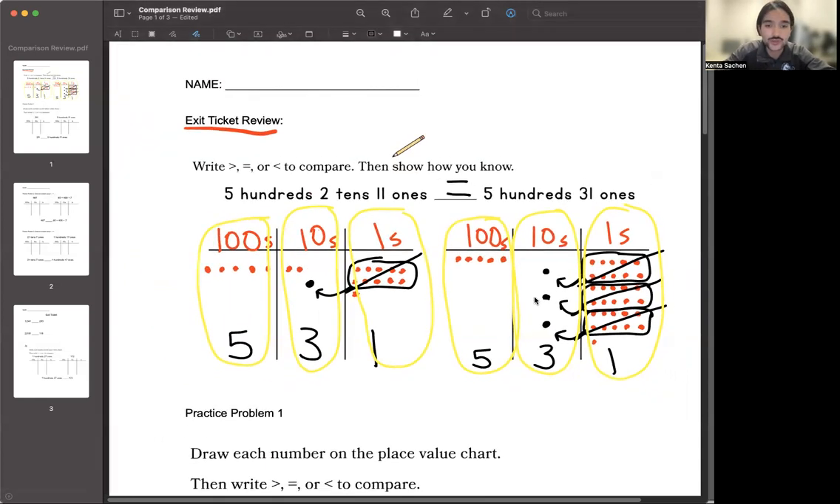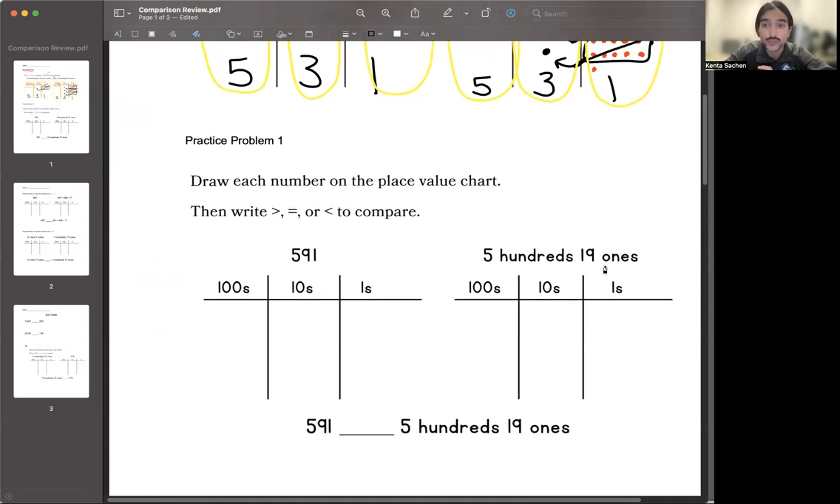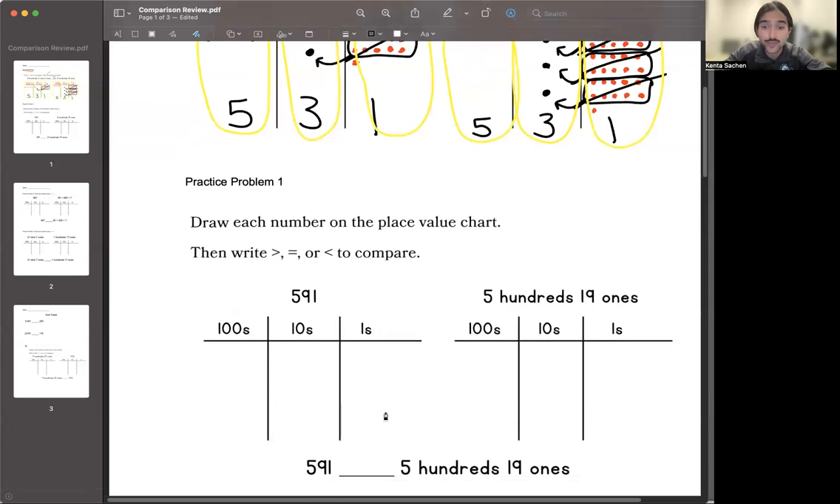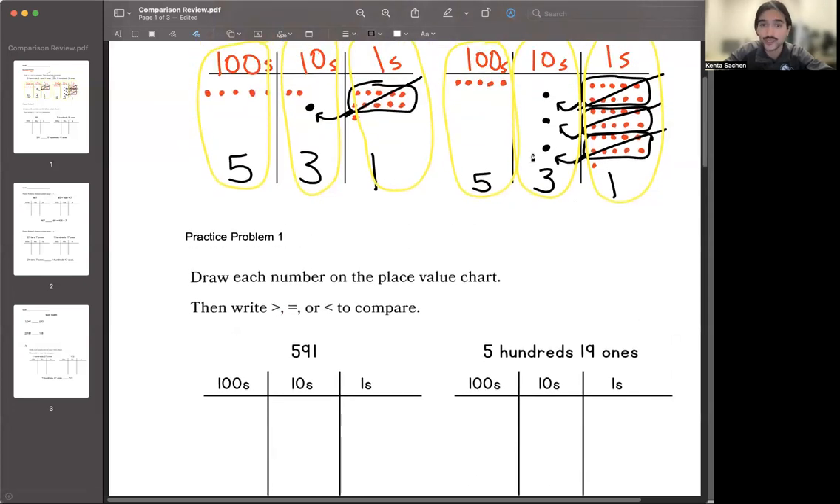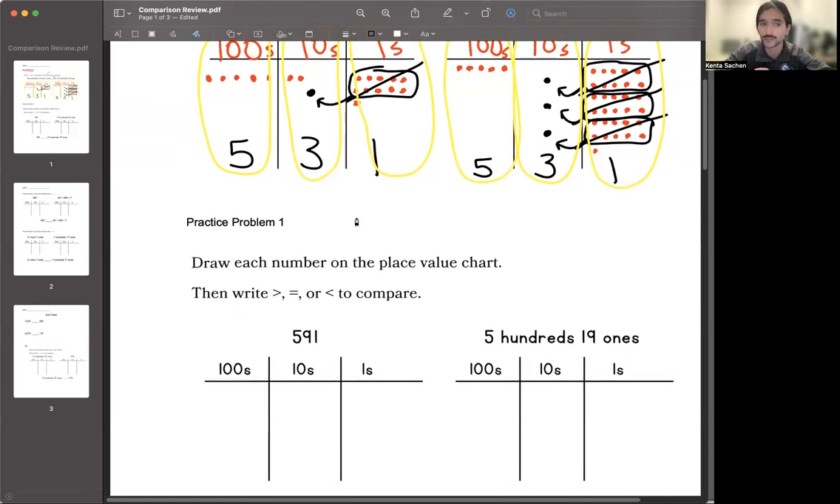Now, as you go through these other numbers, like 591, 500s, 19 ones, I want you to do the same process. Start by drawing the dots. Then see if there's more than 10 in any place value. If there is, regroup, just like we did here. Then write the numbers down and compare one place value at a time, left to right.